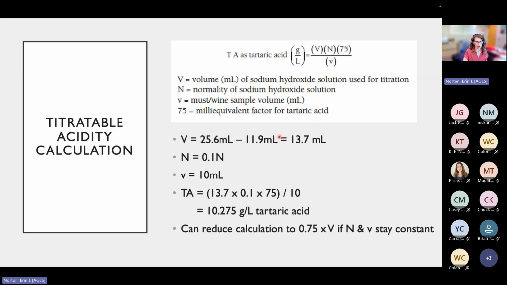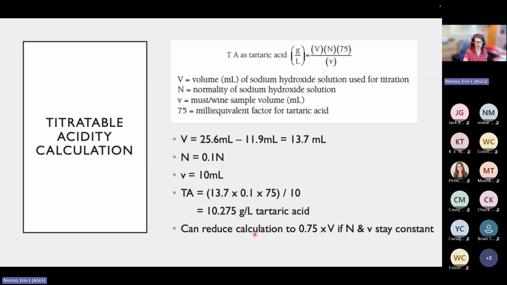My initial volume from those pictures before, 11.9. So I had a total volume that I added to titrate the wine. It was 13.7. The normality or strength of my sodium hydroxide was 0.1. I used 10 milliliters of wine. So I do this calculation and I came out with a titratable acidity of 10.275, or 10.3 is totally fine to write down.